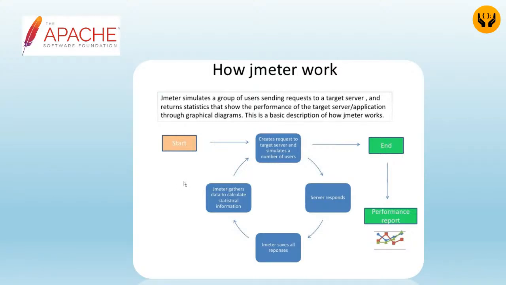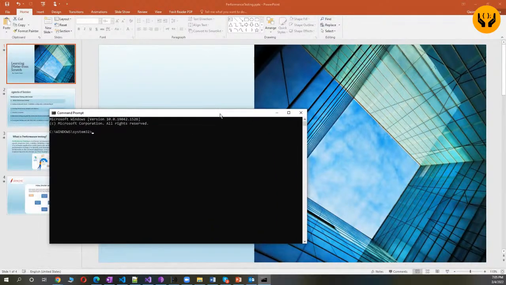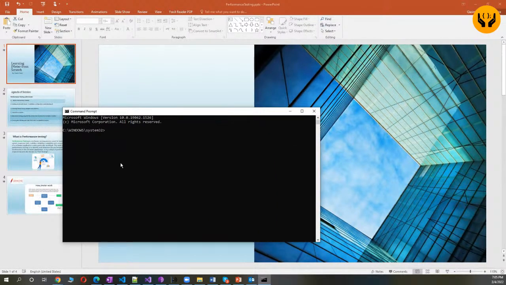So let's start with JMeter. For JMeter, we need to have a few things checked. First, let's open the command prompt. We need to see whether we have Java installed on our computer or not. To check that, we write a command: java -version.